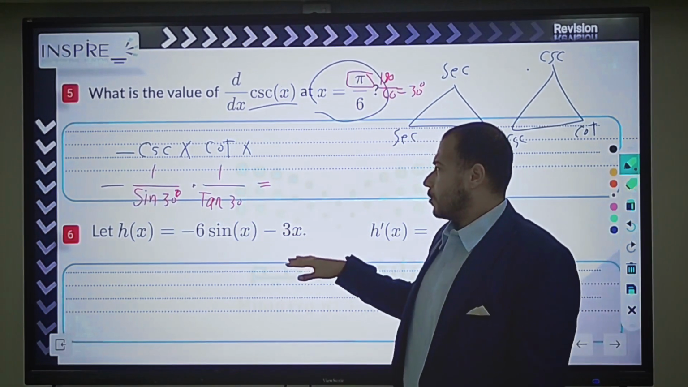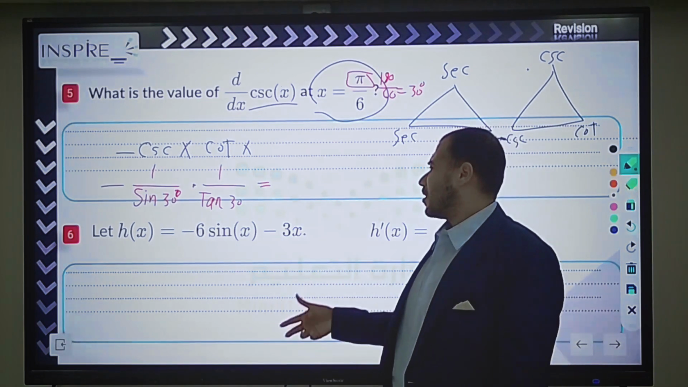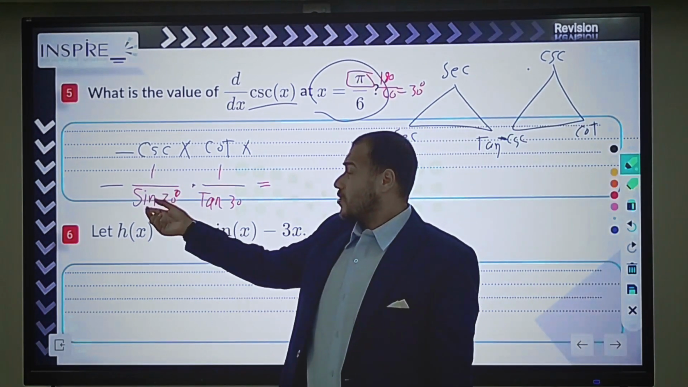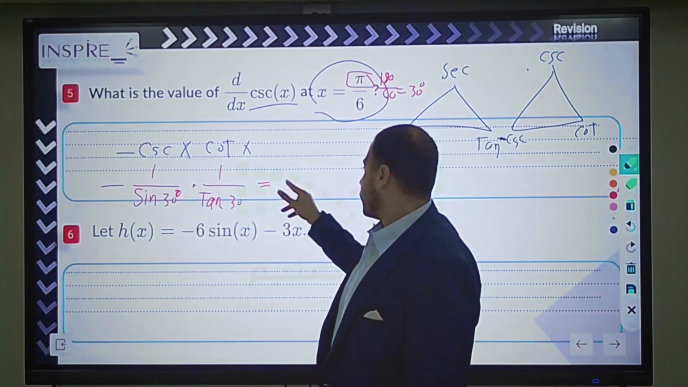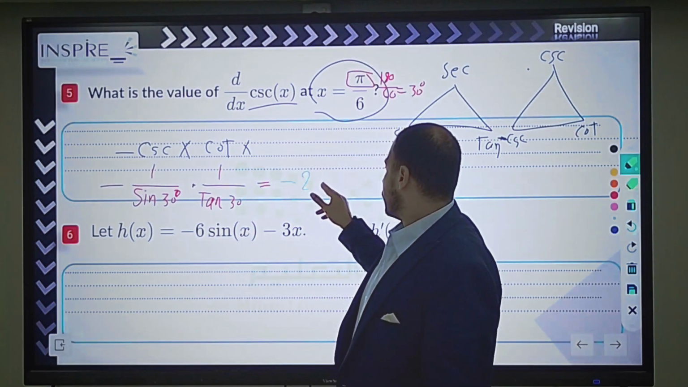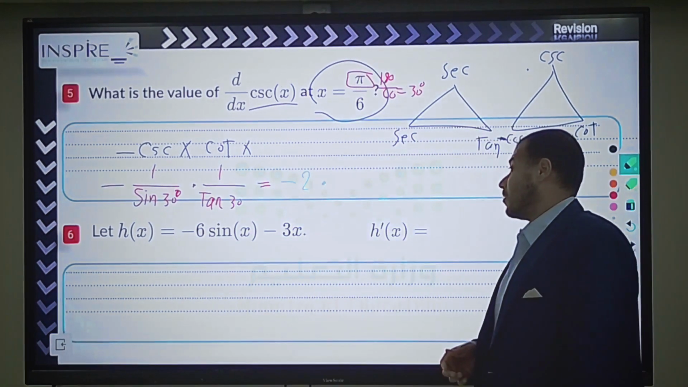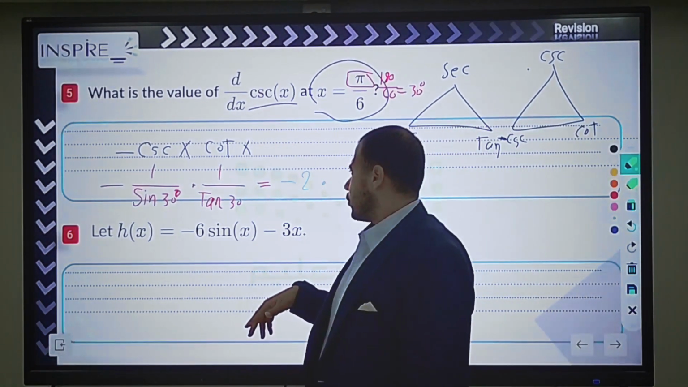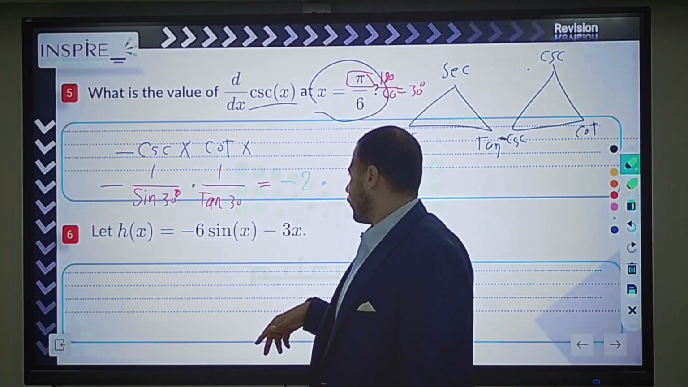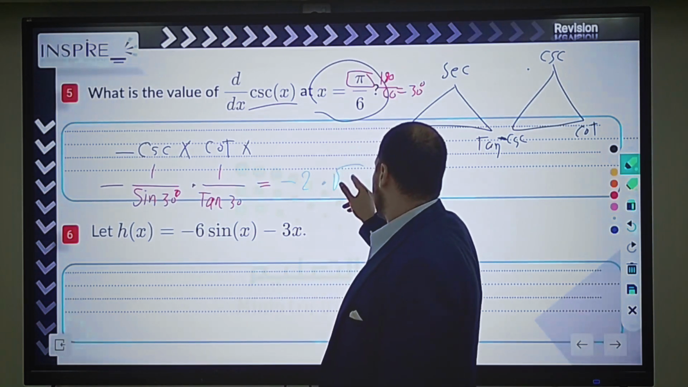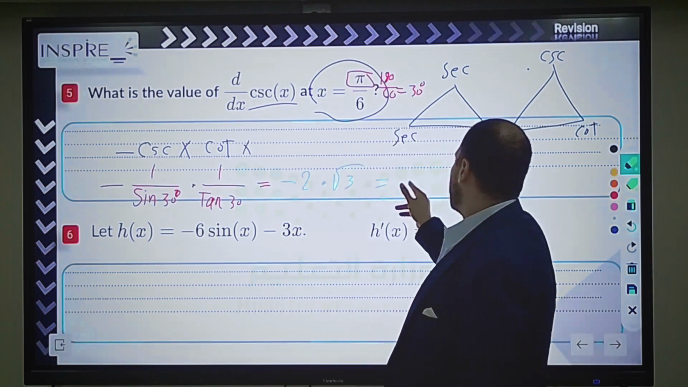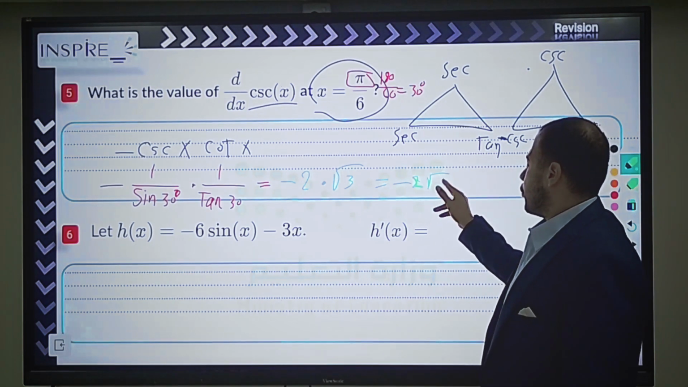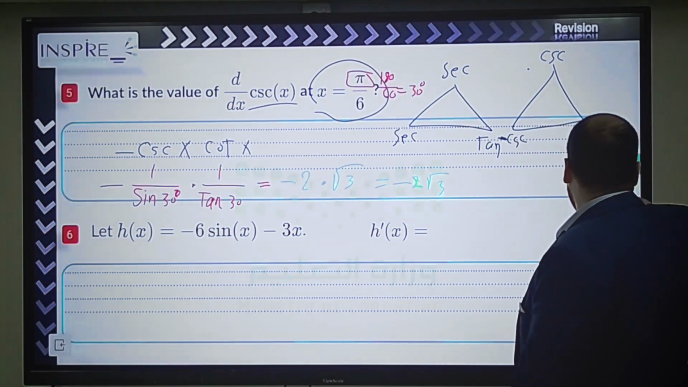by your calculator directly, but right now we will calculate it together. Sin 30 is half, so the reciprocal of half will be negative 2 times. Okay, tan 30 will be half over root 3 over 2, so it will be 1 over root 3, and its reciprocal will be root 3. So negative 2 root 3. This is the final answer. Okay, next one.